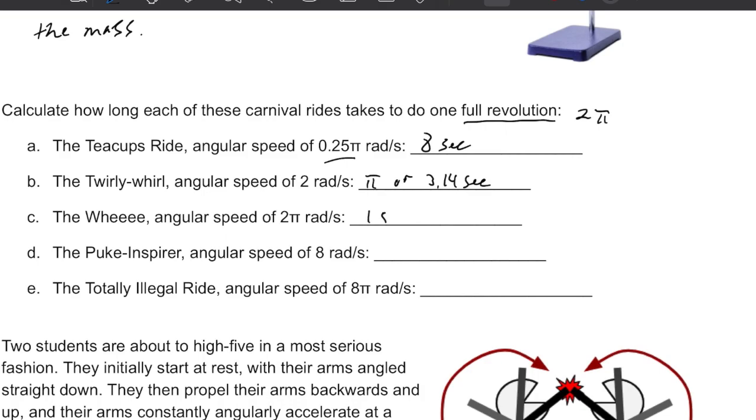If the angular speed is 2 pi radians, well, that's what one revolution is, so that would be 1 second. If the angular speed is 8 radians per second, it would be 0.785 seconds. Again, we're just trying to convert it to 2 pi, how far off of that is. And if it's doing 8 pi radians, it's going to be a quarter of a second.